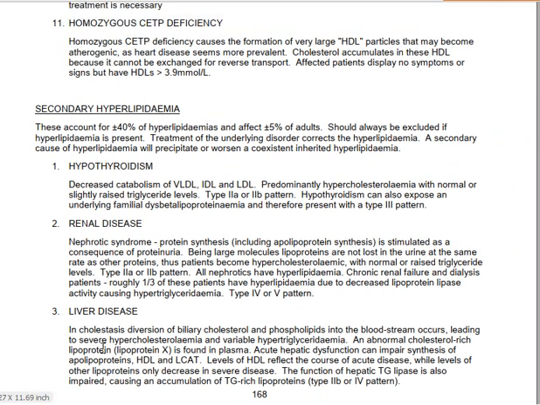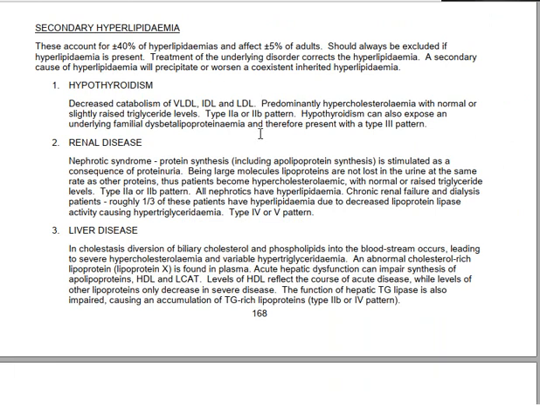hypertriglyceridemia. Okay, now we continue with secondary hyperlipidemia. This accounts for about 40% of hyperlipidemia and affects about 5% of adults. Is it clear? Now you need to know what it consists of. One, hypothyroidism. In hypothyroidism, you're going to have a decrease in catabolism. Thyroid hormone is involved with maintaining basal metabolic rate. When you have a decreased thyroid hormone level in hypothyroidism, you're going to have a decrease in metabolism.